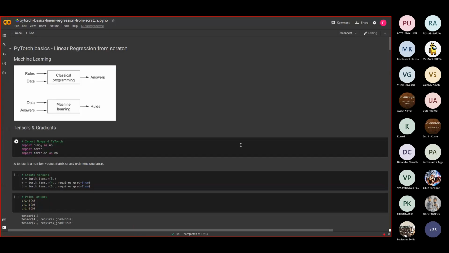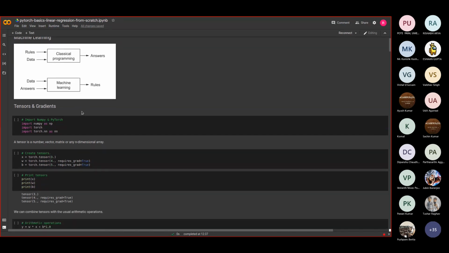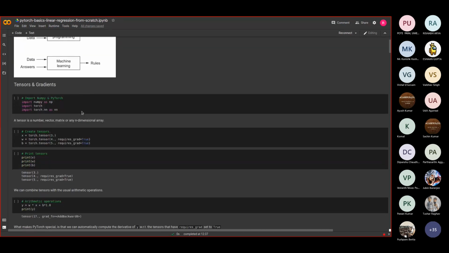Yes. Okay, so now I'll be giving a brief overview of how to implement linear regression using PyTorch without using any inbuilt PyTorch functions other than the AutoGrad package. So let's start by importing.